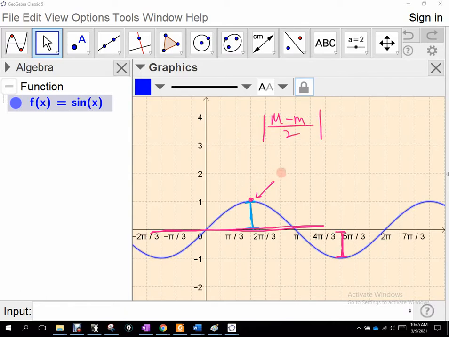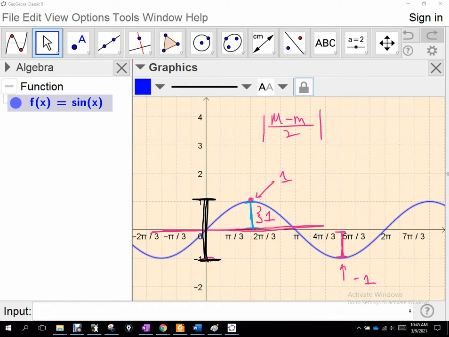If this maximum here, capital M, is 1 and lowercase m is -1, those are the y values, the maximum and minimum values. If I subtract those, 1 minus -1, what's 1 minus -1? 2. What's 2 divided by 2? 1. The absolute value of that is 1. So that distance right there is 1. That's the amplitude of our sine function. Does that make sense? Okay. What I want to make sure we don't do is say that our amplitude is that whole distance. It's always essentially half of that distance.